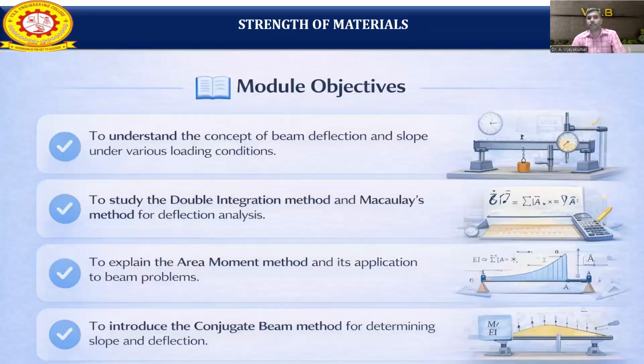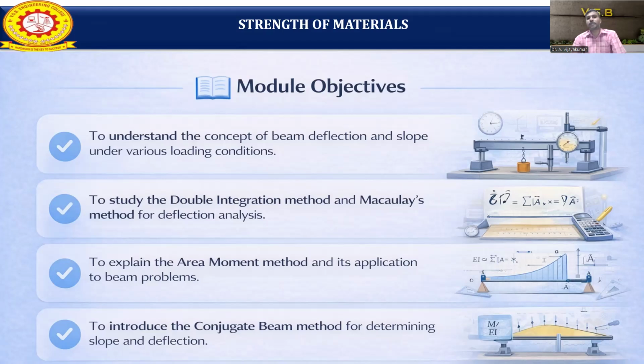So what is the main objective? The main objective of this module is to understand the concept of beam deflection and slope under varying loading conditions. For a given beam, the loading may be a point load, a uniformly distributed load, or a uniformly varying load. Based on the loading condition, the beam may deflect in different forms, so using different methods we can find the slope and deflection of the given beam.